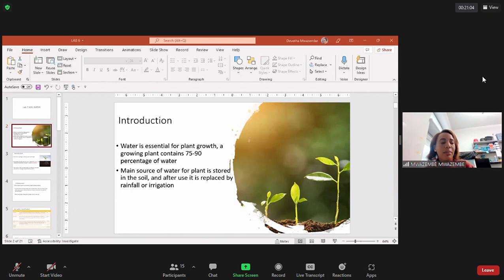Now, in order to determine that, these are the apparatus you need. You need the brass core, which is this one here. You need the filter paper. You need the elastic band. You need the weight balance. You need the desiccator. It's not here, it's the machine. And you need also an oven to dry the soil. And you need the soil sample itself and a certain amount of water.